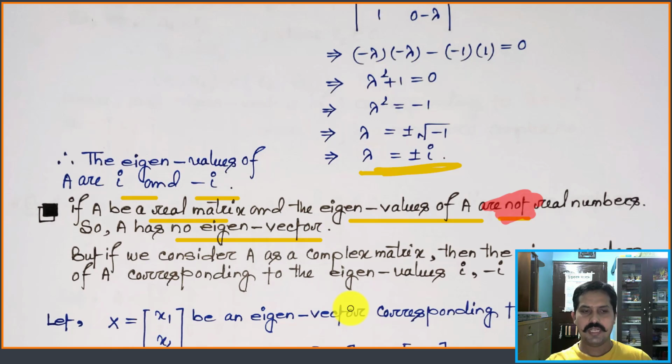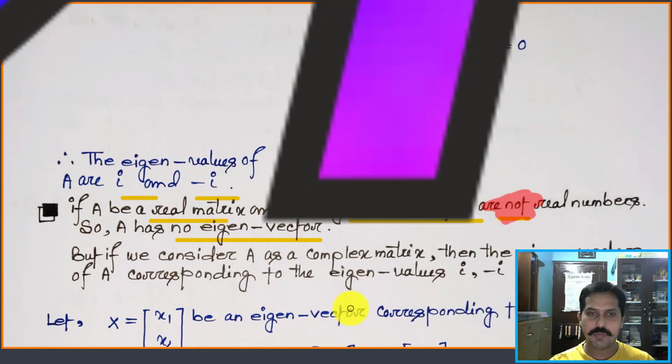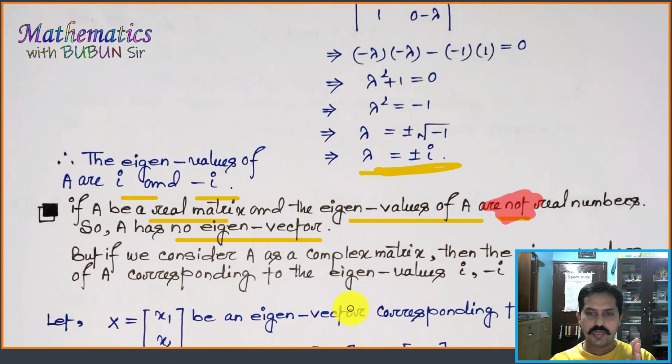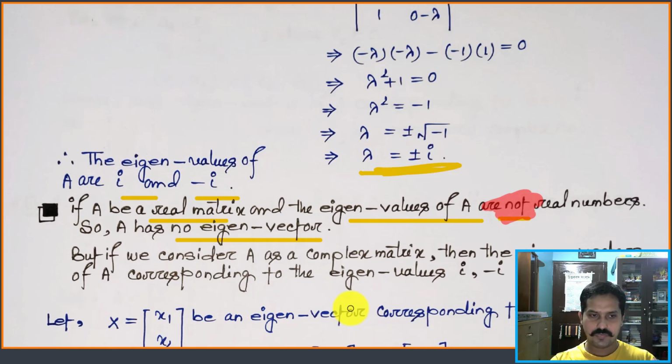Okay, get my point? If capital A is a real matrix, and the eigenvalues or characteristic values of capital A are not real, like this problem, then we say that the eigenvectors do not exist. But if we consider capital A as a complex matrix, then the eigenvectors of capital A corresponding to the eigenvalues can be obtained as complex numbers. And remember one thing, the real eigenvalues will provide us real eigenvectors, and the imaginary eigenvalues or imaginary characteristic values will provide us imaginary or complex eigenvectors.